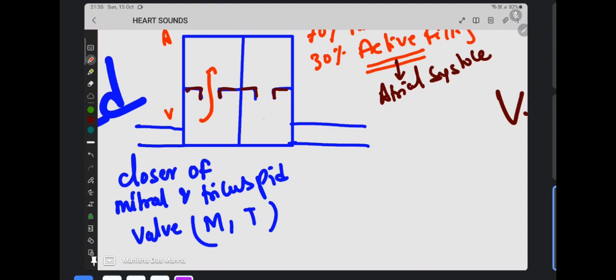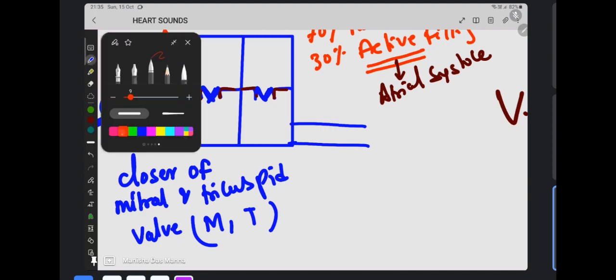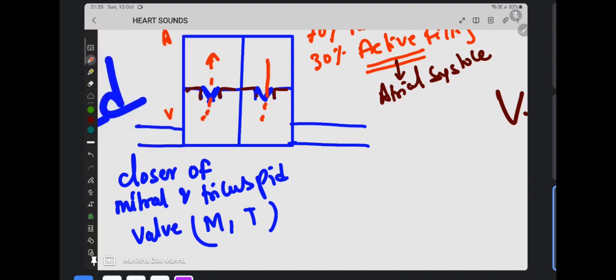There is a tendency of the backflow of the blood. And now what happens? This valve closes to prevent the backflow. And this closure of the valve is related to, I am not telling that it produces, it is related to S1, that is the first heart sound. So the closure of the valve is related to the first heart sound.